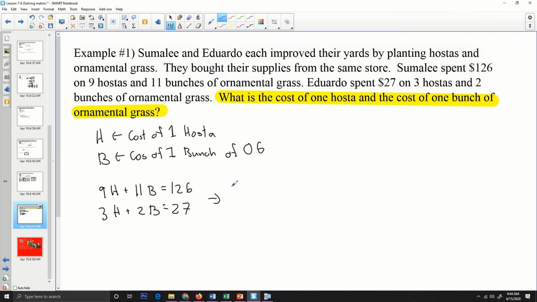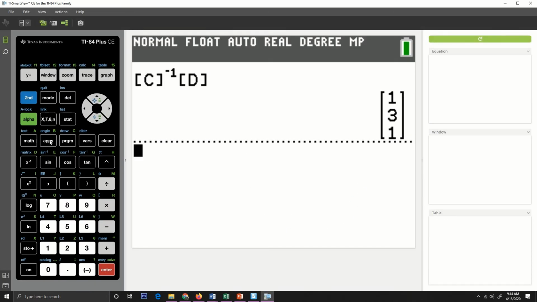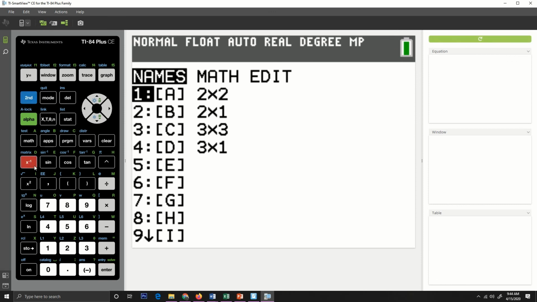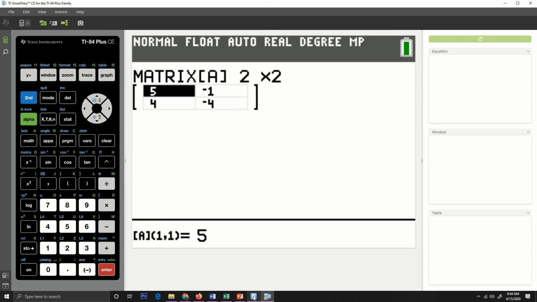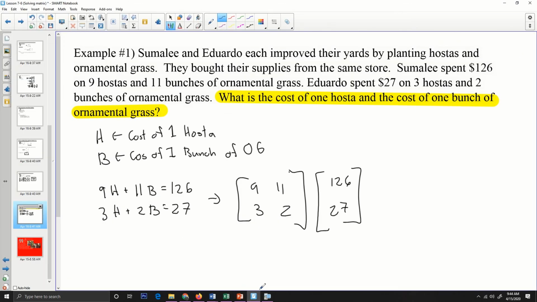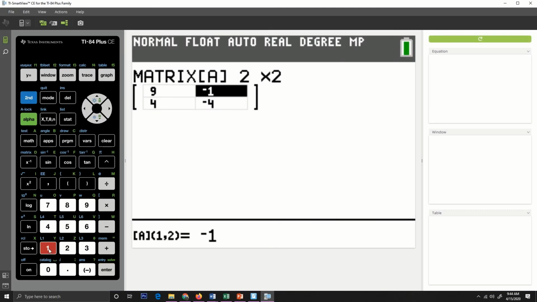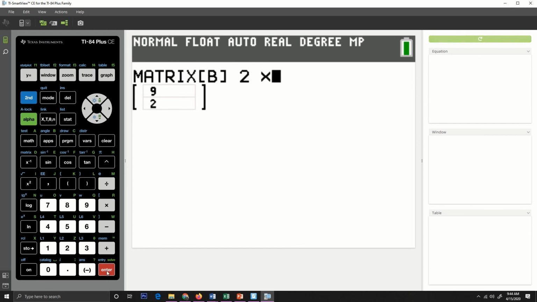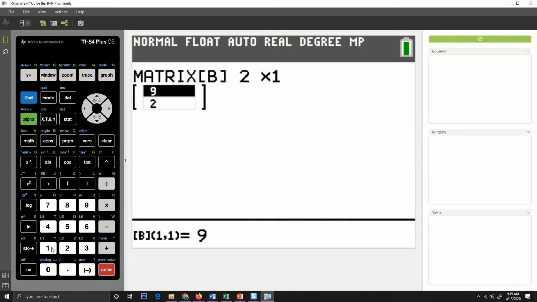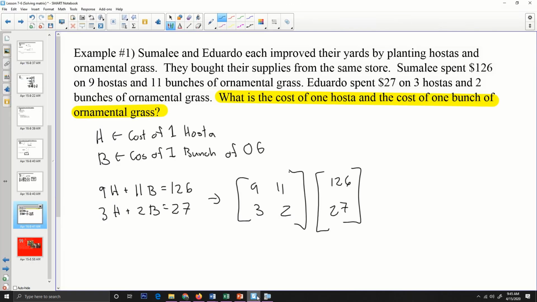And from that, I'll set up my matrices. I'll go 9, 11, 3, 2. And then on the second one, we'll go 126 and 27. Since I already have a 2 by 2 and a 2 by 1 set up on my matrices, I don't have to do that. I can just go over to edit, edit 1, and change those values. They were 9, 11, 3, 2. So 9, 11, 3, and then 2. Then second matrix, go over to edit, hit 2, hit enter, get down into our list there, and we'll go 126, and we'll go 27.